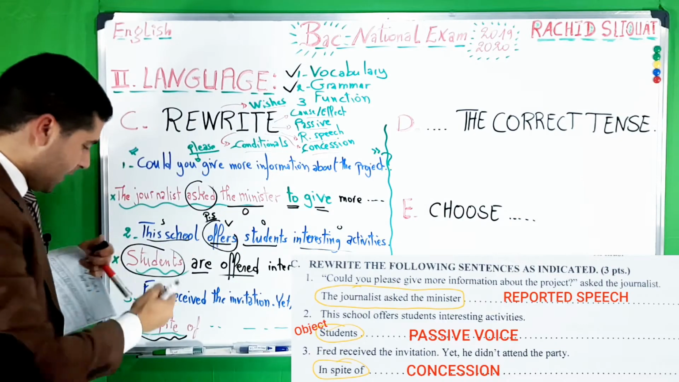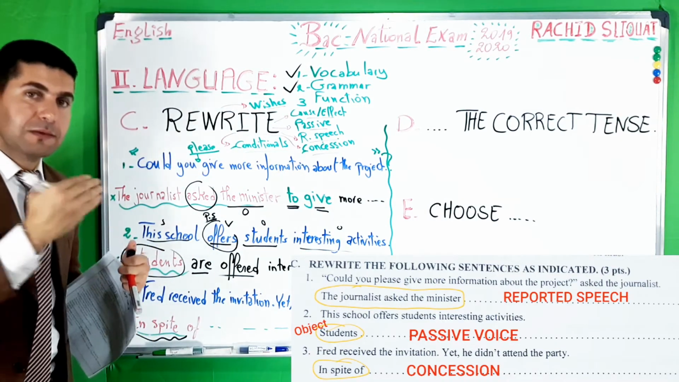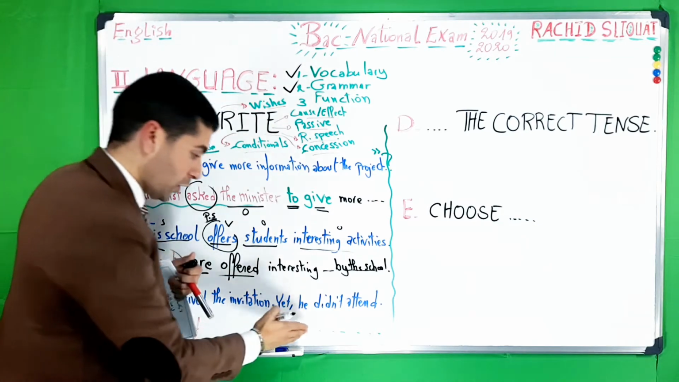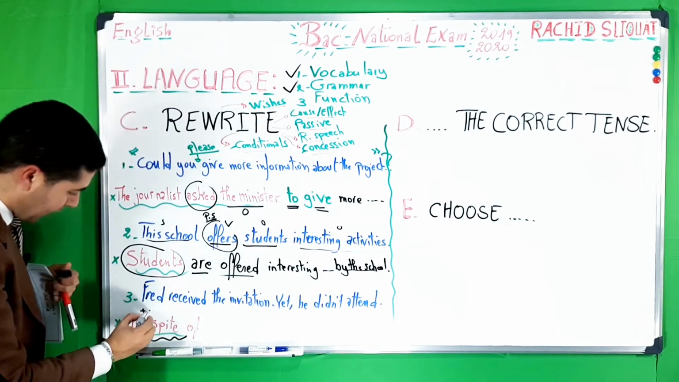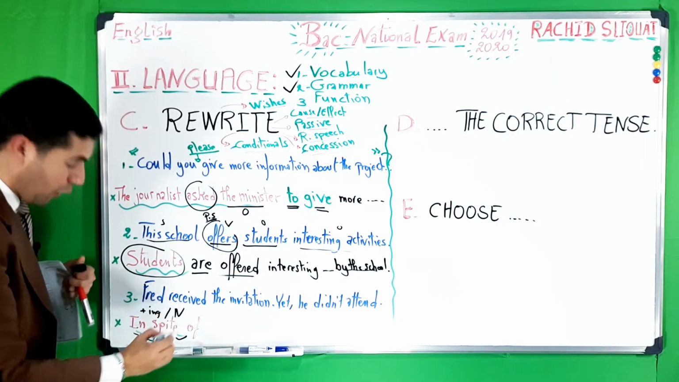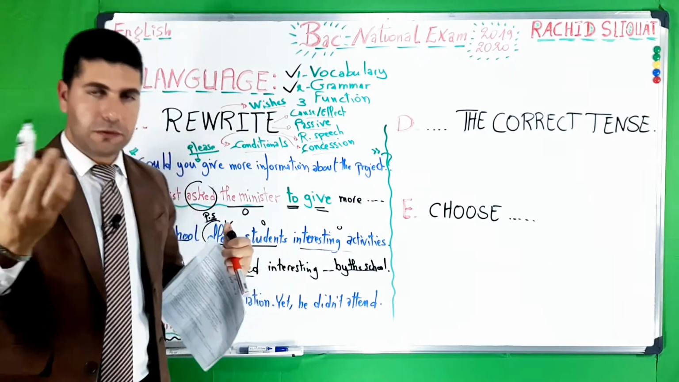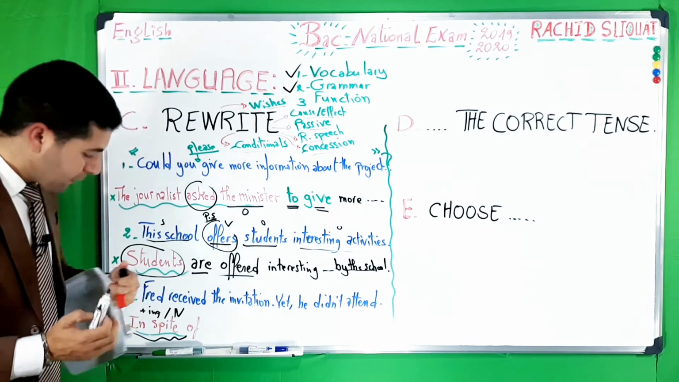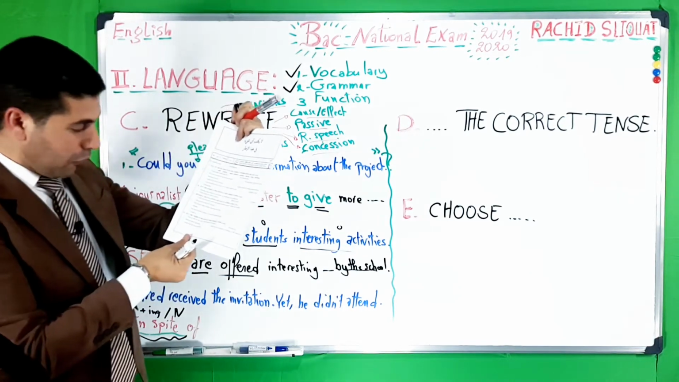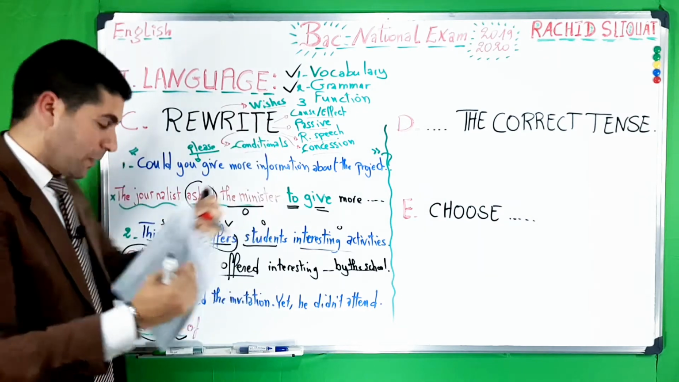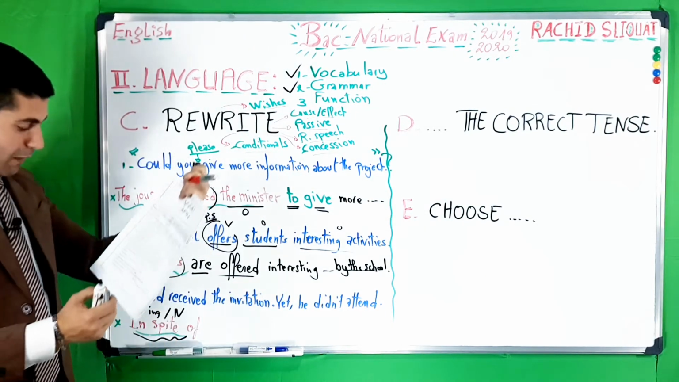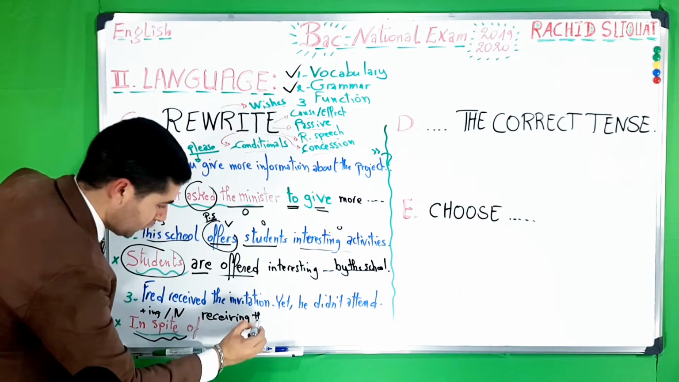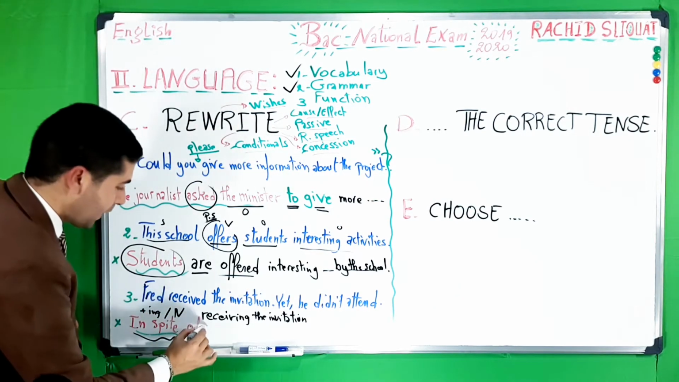And we said that in spite of and despite are plus what? Plus the ing form or noun. So in spite of plus ing or plus noun. This is something that we saw in previous episodes, and we saw them in classes for my students. So in spite of, here we need what? We need either an ing or noun. If we have ing, we would say in spite of receiving the invitation or in spite of the invitation.